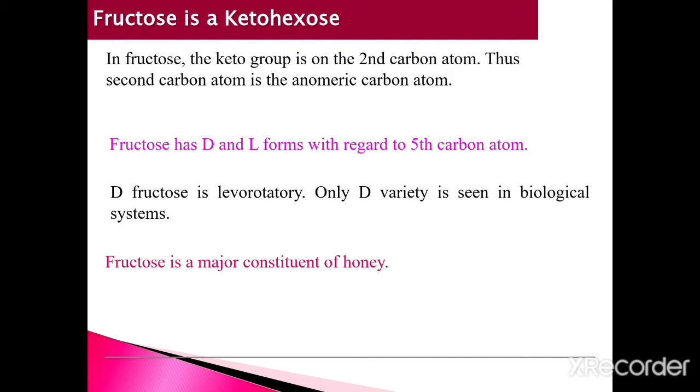As we said, in fructose a ketone group is present. This keto group is on the second carbon atom, and this second carbon atom is the anomeric carbon atom. It has both D and L forms with regard to the fifth carbon atom. D-fructose is levorotatory and only the D variety is seen in biological systems. And fructose is the major constituent of honey.